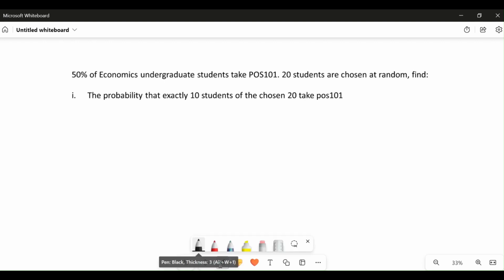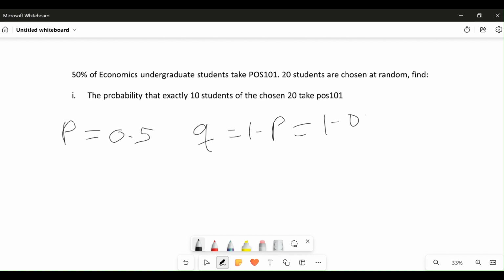Now, the probability of success is here denoted by P. So P equals 0.5 or 1/2. And Q will be 1 minus P, which is 1 minus 0.5, which is also equal to 0.5. All right. Now, 50% of the undergraduate students take POS 101, and 20 students are chosen at random, which means our sample size is 20.